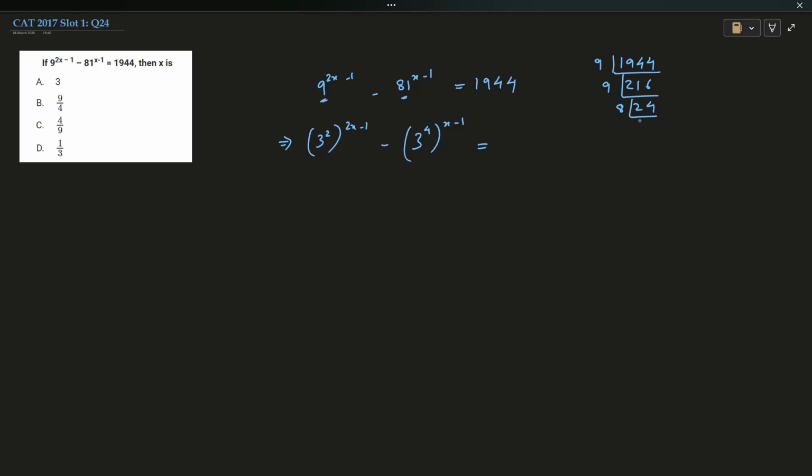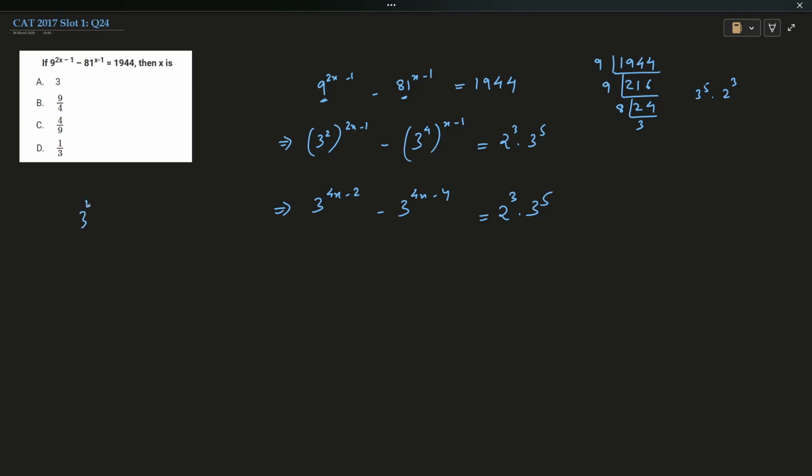This can be written as 8 into 3. So 3 square, 3 square, 3 to the power 4, 3 to the power of 5. 3 to the power of 5 into 2 cube. So I will write like this, 3 to the power 5 into 2 cube. Now this will be 3 to the power of 4x minus 2 minus 3 to the power of 4x minus 4 equal to 2 cube into 3 to the power of 5.